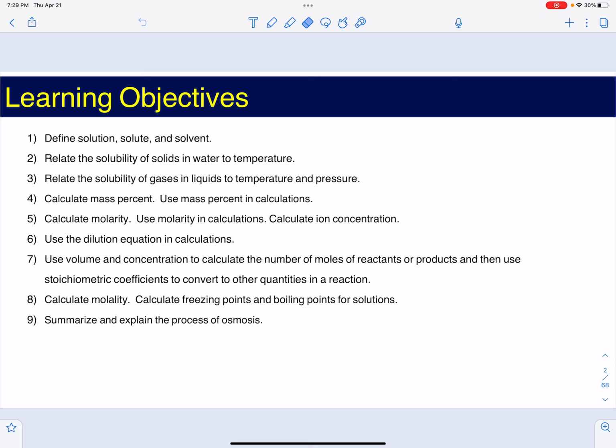And in particular, if we have an ionic compound, we're going to see how when we dissolve something, it breaks into the ions, so we can also calculate the concentration of the ions.